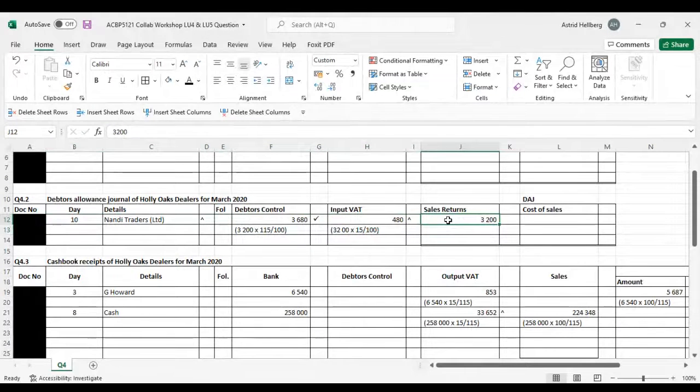Okay, so the 3,200 is the amount that was given to us. And then we work out the input VAT by multiplying it with 15%. And then the debtor control amount is the VAT inclusive amount, so you multiply it with 1,15, or you just add the VAT component. Okay, how do we work out the cost of sales of the goods that we have returned?